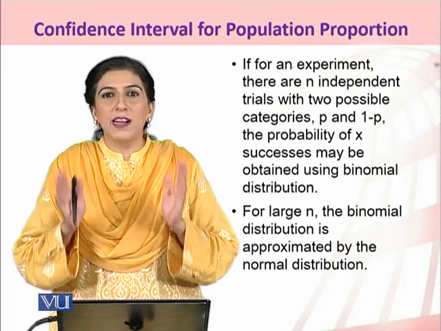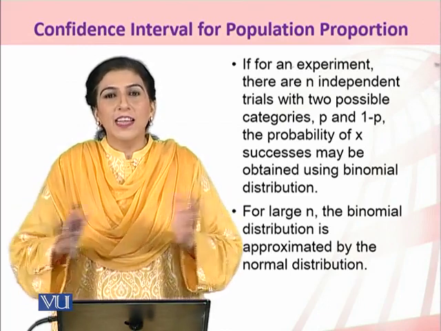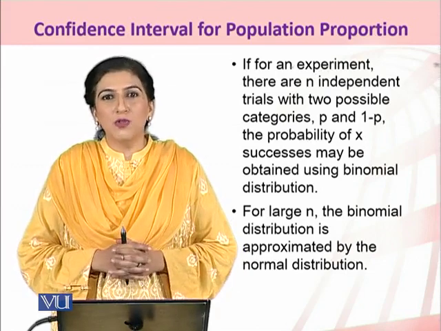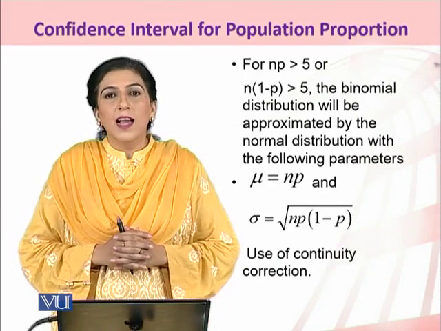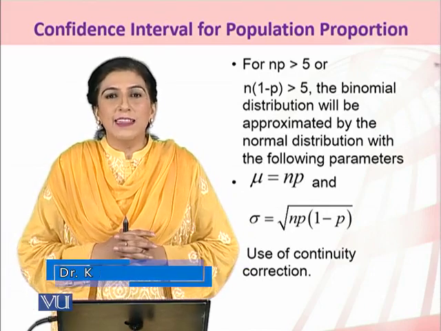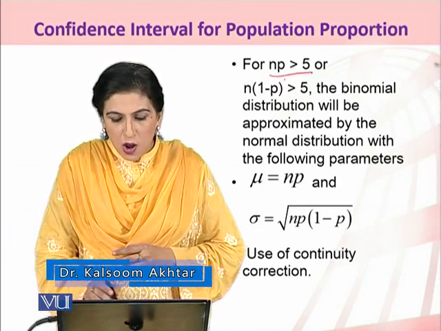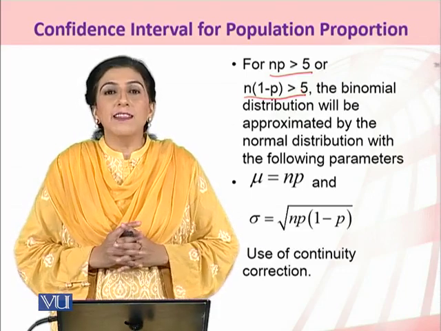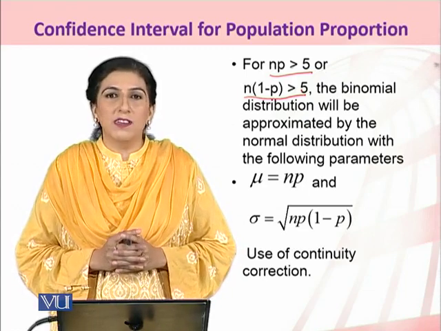This objective may be attained using the binomial distribution. Now students, if n is quite large, then we will be applying the normal approximation to the binomial distribution. Usually it is said, as a rule of thumb, that if np is greater than 5, or n into 1 minus p is greater than 5, the binomial distribution will be approximated by the normal distribution.